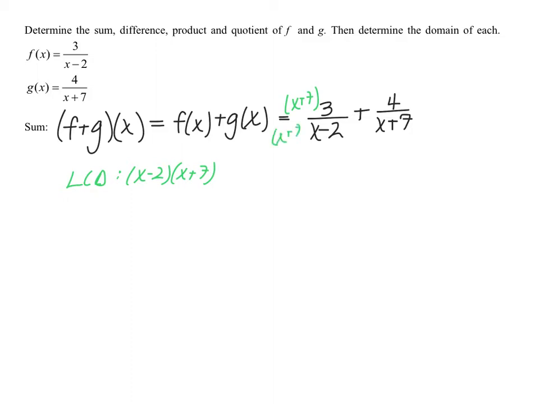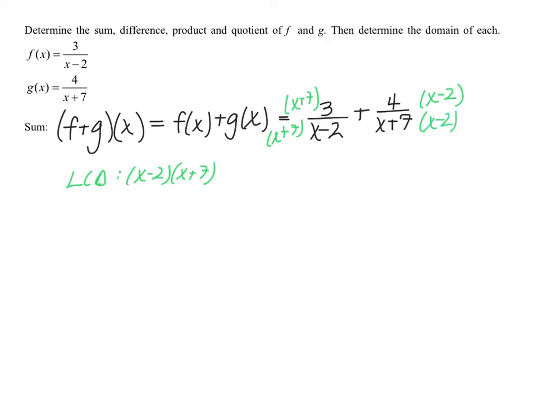Remember, by multiplying both the top and the bottom, that looks a little messy, sorry, let me clean that up for you. By multiplying both the top and the bottom by the quantity x plus 7, we're really multiplying by 1. X plus 7 divided by x plus 7 is really just 1. Then the second fraction, 4 divided by x plus 7, needs the x minus 2. So we'll multiply the numerator by x minus 2 and the denominator as well.